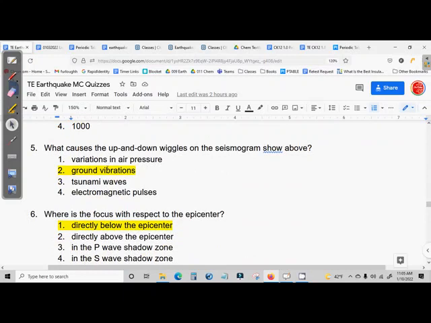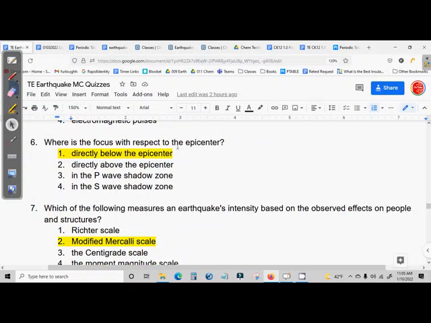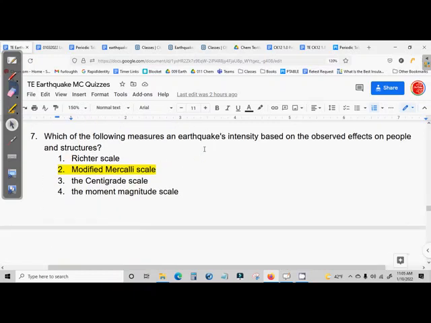Number 5, what causes the up and down wiggles in the seismogram shown above? Ground vibrations. I didn't even put the diagram in there. That's my bad, but honestly, you don't need it. Ground vibrations, that's what an earthquake is. All right, number 6, where is the focus with respect to the epicenter? The focus is where the earthquake actually happens. It's directly below the epicenter.